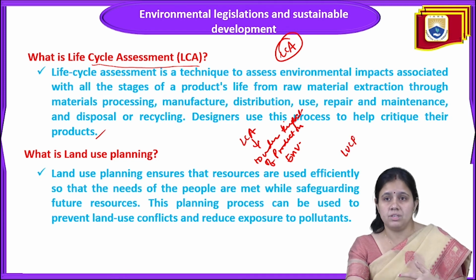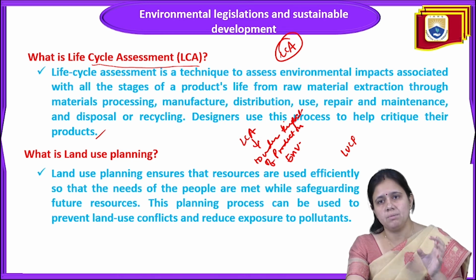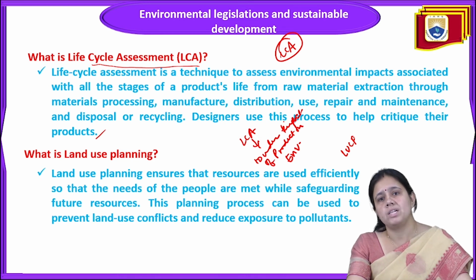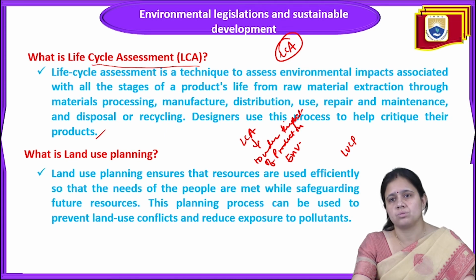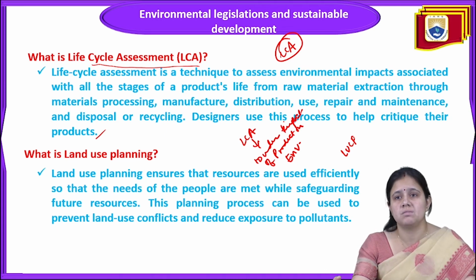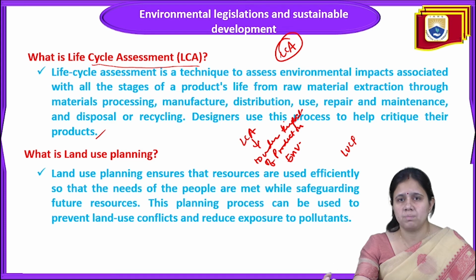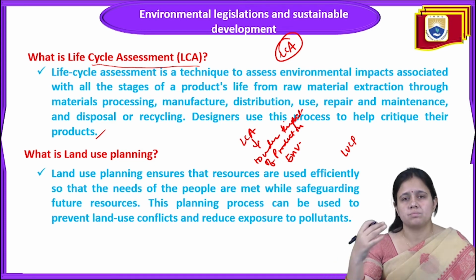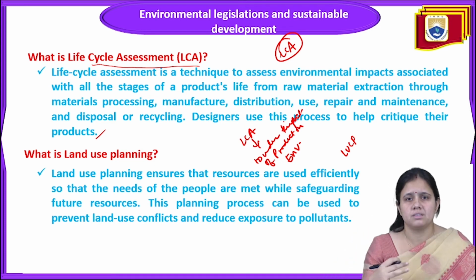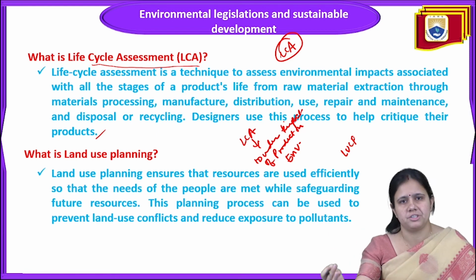Land use planning is done to protect the resources so that they meet the needs of the people while safeguarding the needs of future generations also. This planning process can be used to prevent land use conflict, and this will reduce the exposure to pollutants. Land use planning should be there to protect land resources for future generations also.